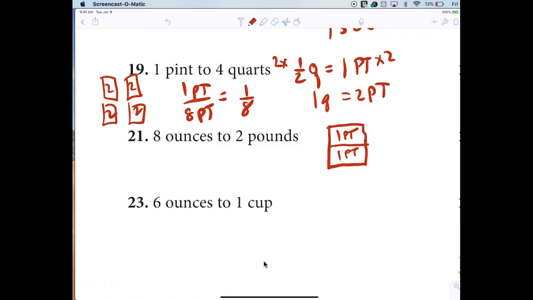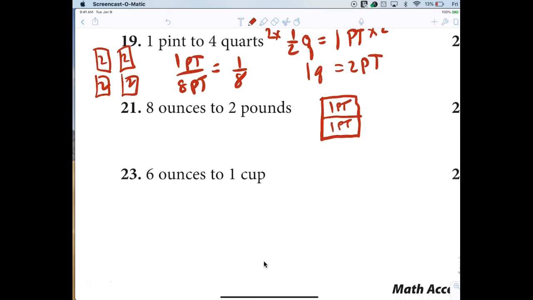Come on now. We got to practice. Davis, you're up. Okay. I'm asking you about ounces and pounds. How many ounces in a pound?